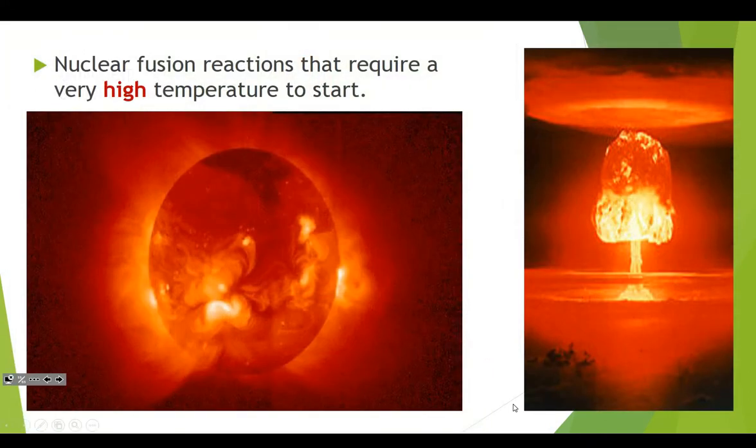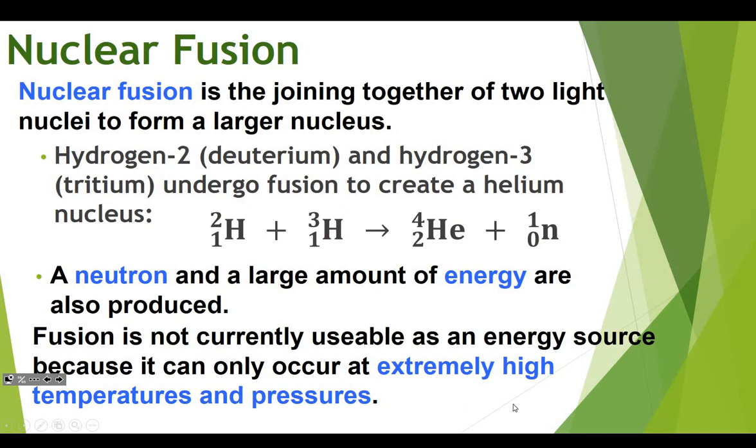Okay, so then we get to nuclear fusion. So fission is what we use in the nuclear power plants. Nuclear fusion is a reaction that requires a very high temperature to start. These are what happens in the sun and in nuclear bombs. So nuclear fusion is taking two elements and fusing them together into one. So all you need to get was it was high temperature. It needs to occur at high temperatures.